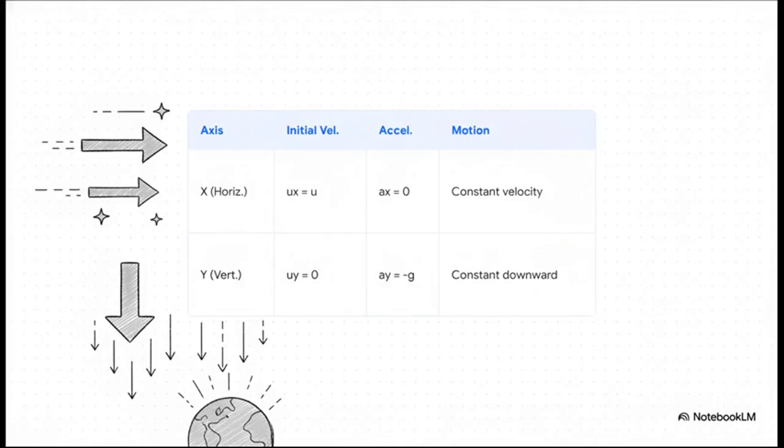If you look at the x-axis, the horizontal motion just completely ignores gravity. Its acceleration is 0, so it just keeps moving forward undisturbed with a constant velocity. But vertically on the y-axis, it starts with 0 initial velocity and then just constantly accelerates downward because of gravity's pull. It's literally two independent, one-dimensional motions happening simultaneously.